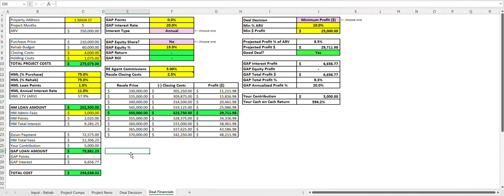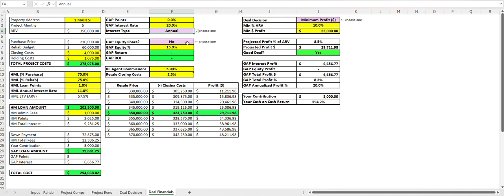So how are you structuring that to your investors? Again, in this example, we are giving our investors a 20% annualized rate of return on the $79,000. So if we are to hold their money for 5 months, we are going to have to pay what outputs down here, the gap interest, and the gap interest is $6,656.77 at 20%. At 15%, it goes down. At 25%, it'll go up. So you see it working in real time.